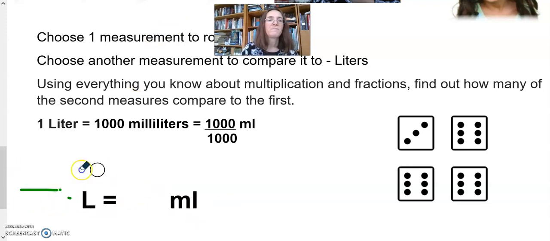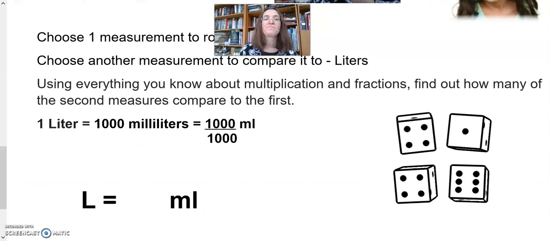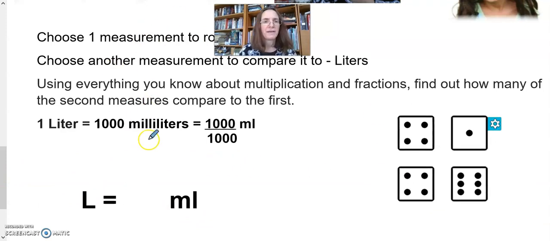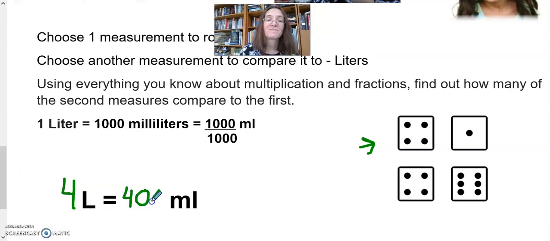Let me try that again now. What if I wanted to roll for liters? Let's try that. I'm just going to use one of these dice right now, and I'm going to say 4 liters. I'm going to take that very first 4 right there. If I have 4 liters, how many milliliters is that? Well, there's 1,000 milliliters in 1 liter. So 4 of them, I can use my multiplication here, is 4,000 milliliters. And I don't even know if I left myself enough space to write there.